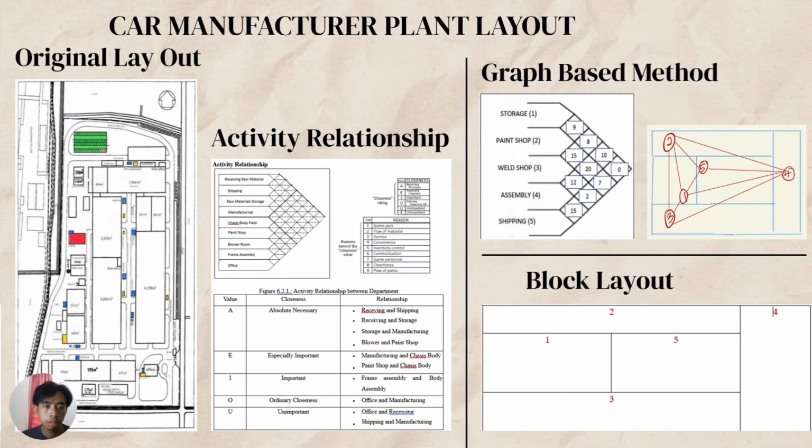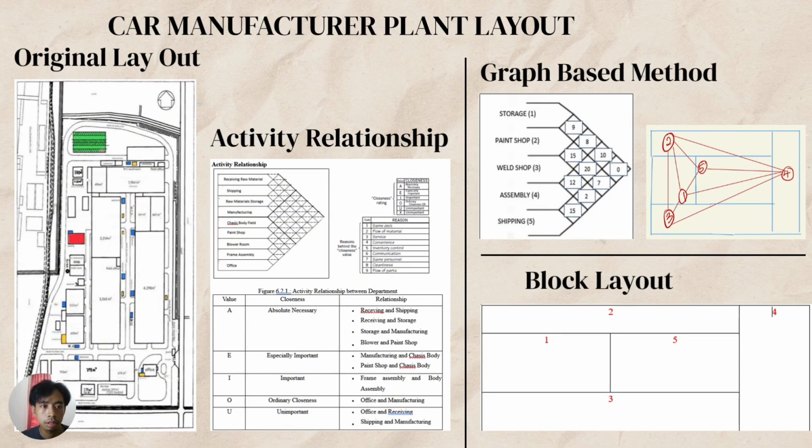So my name is Muhammad Ahmad Shahmi, known as Ismail, B0522210099. I will present the car manufacturer plant layout. As you can see from the slide, there is a picture of the original layout. Our original layout consists of many departments.